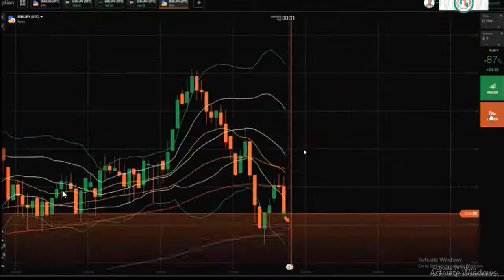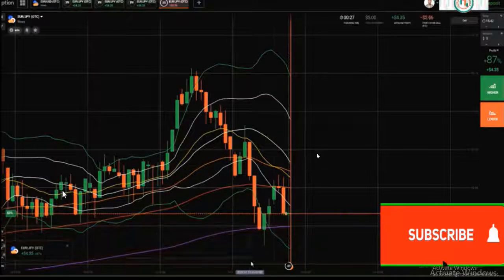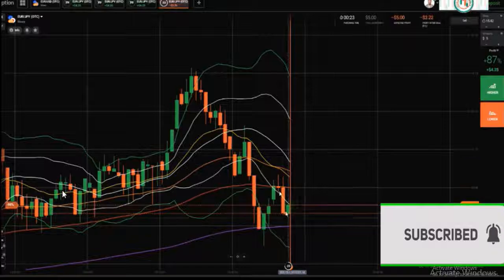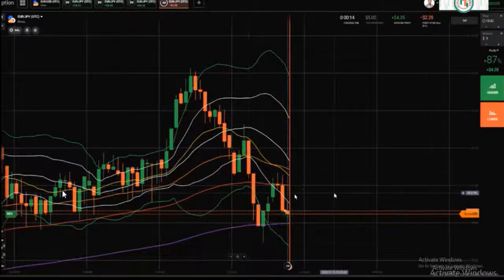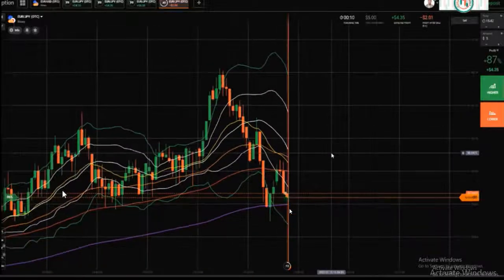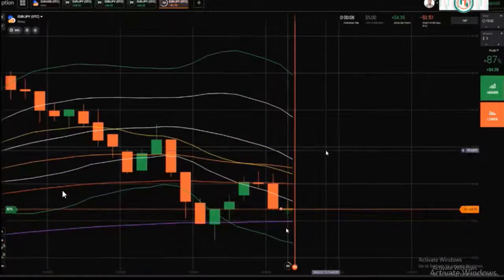See, another winning trade. I place put option again. A reversal pattern at key level. That's why I place my trade put option. You see, sellers entry.